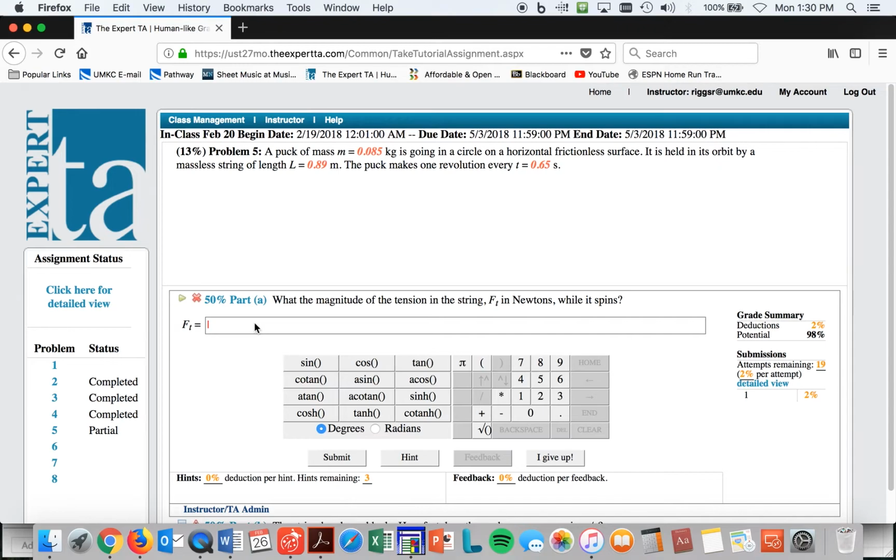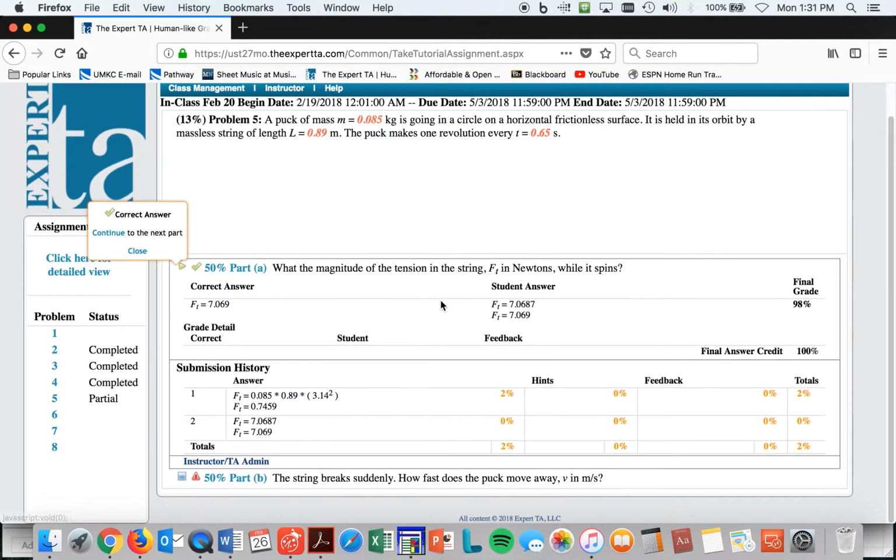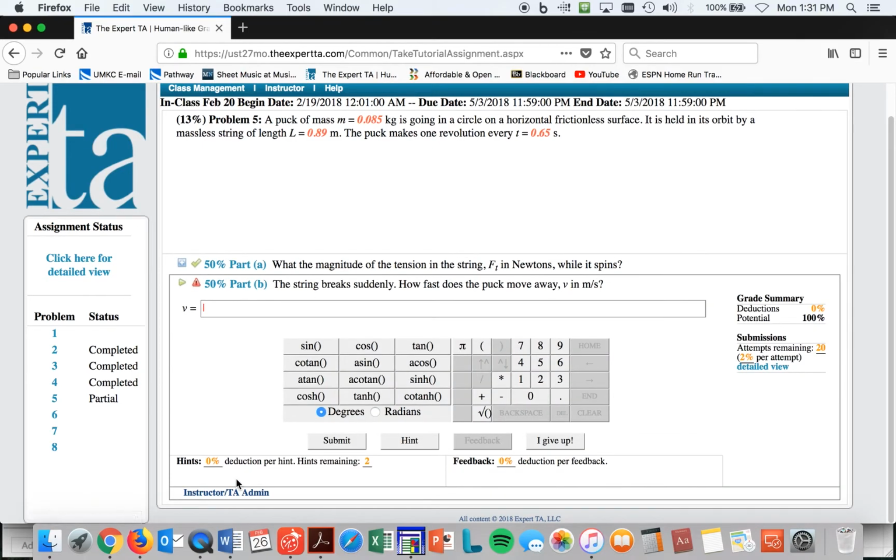Now I'm going to make sure that that works. Oh, this is only half the problem. I wonder what the other half is going to be. 7.0687, and that's newtons. Yay! That's how it happened last night. Now, the string breaks. The string breaks suddenly. Boom!